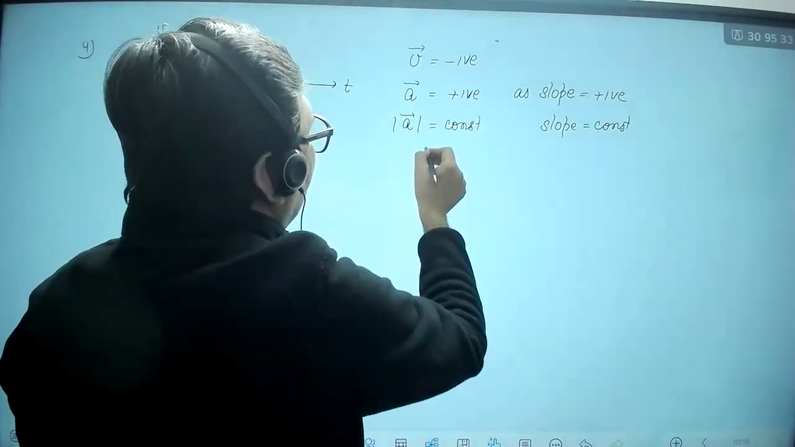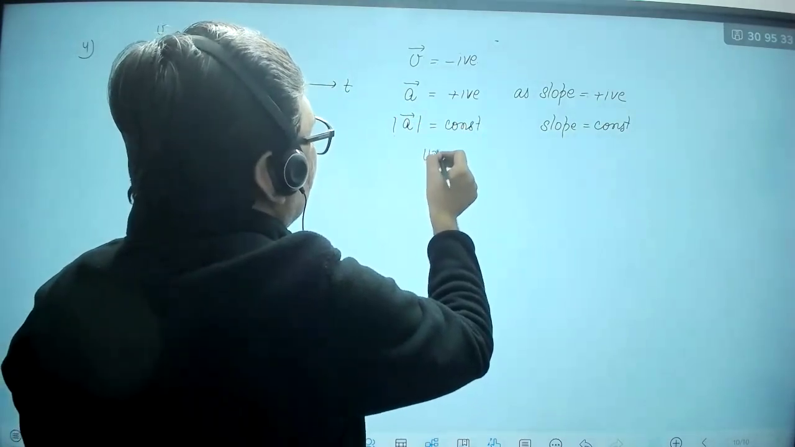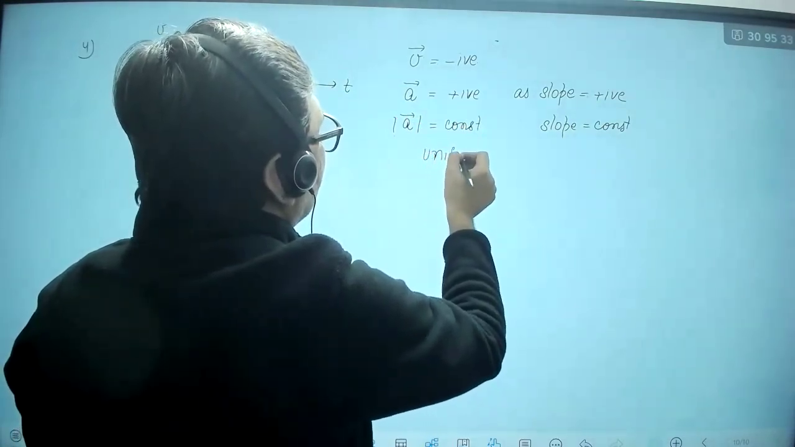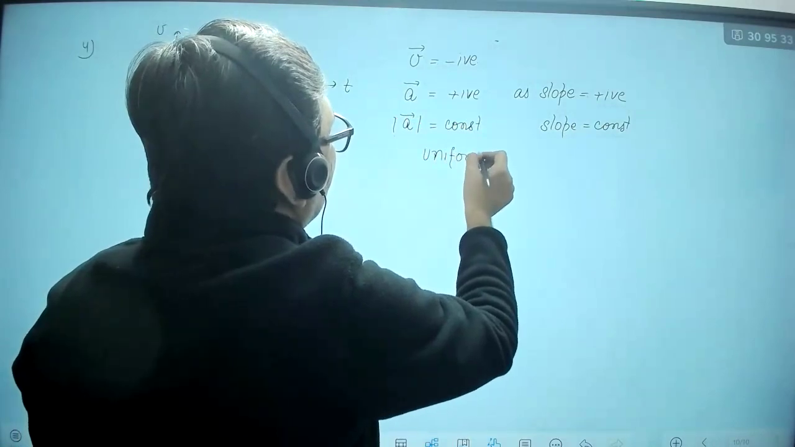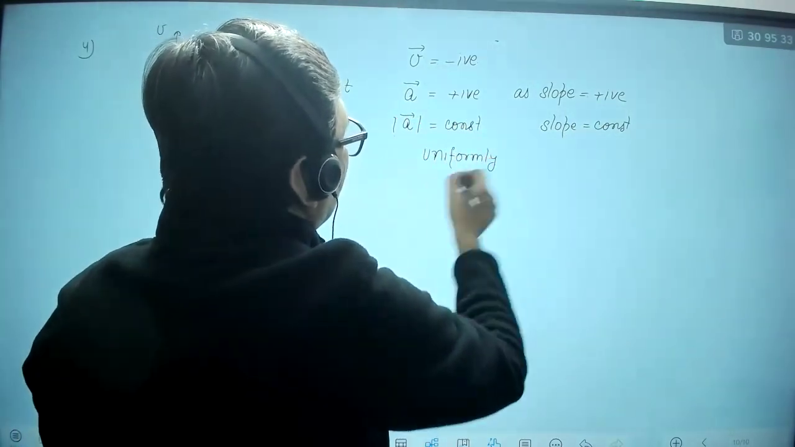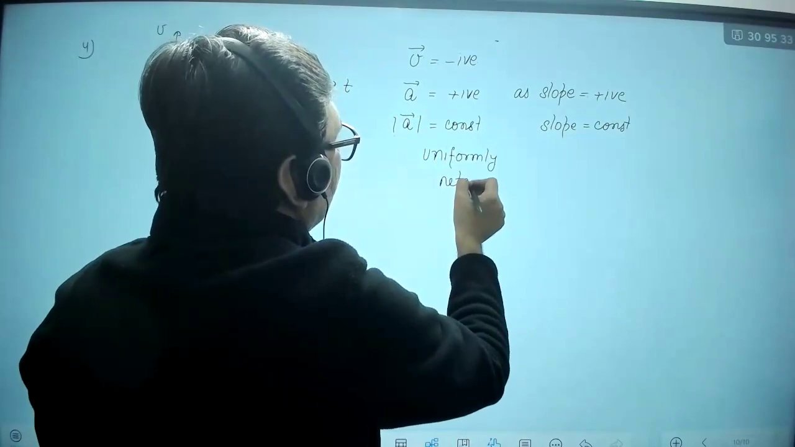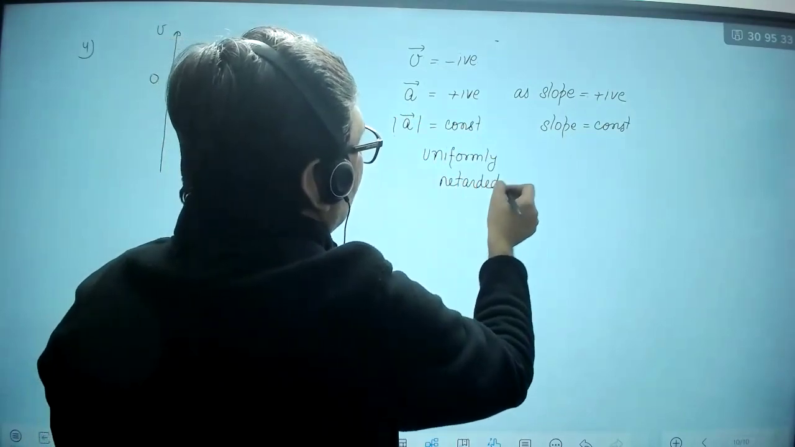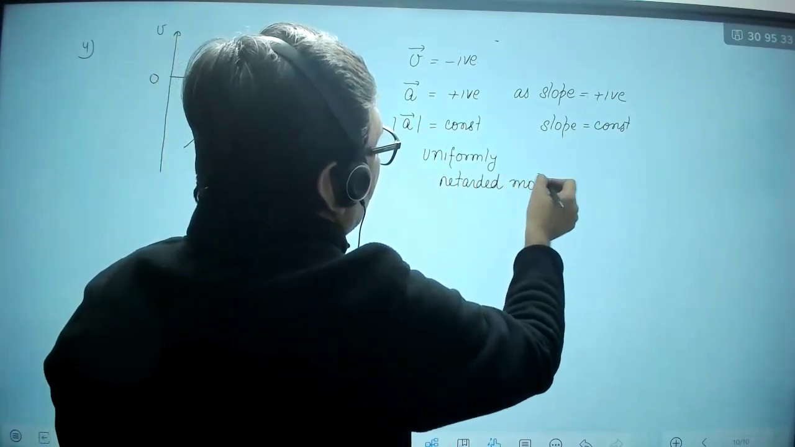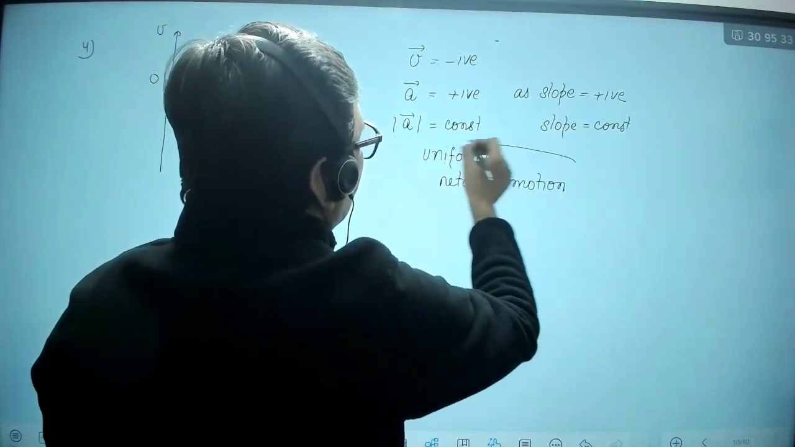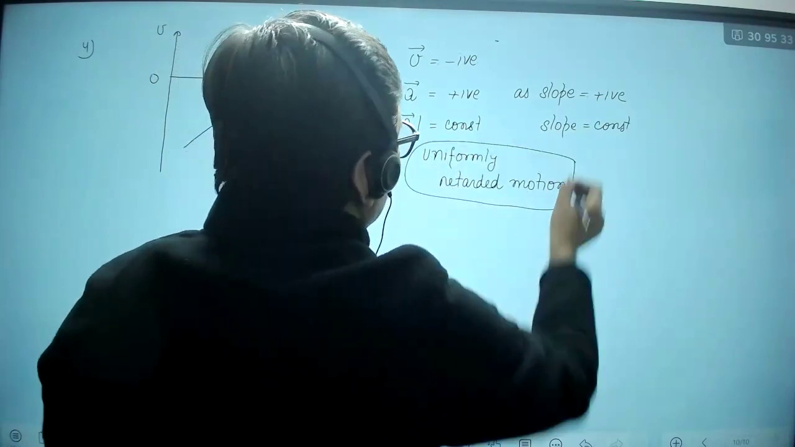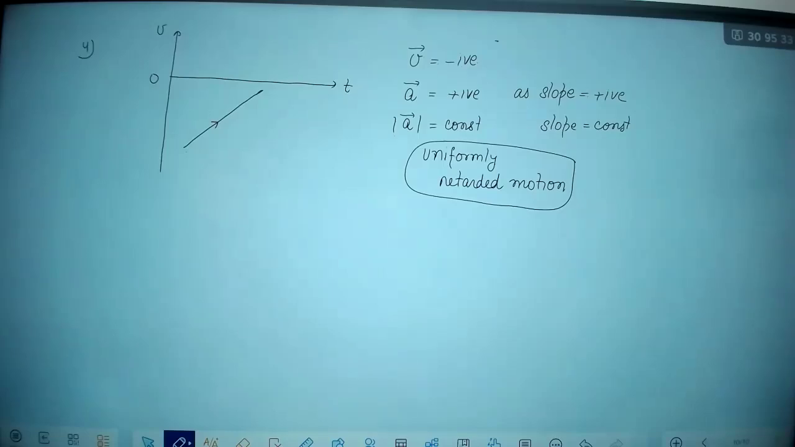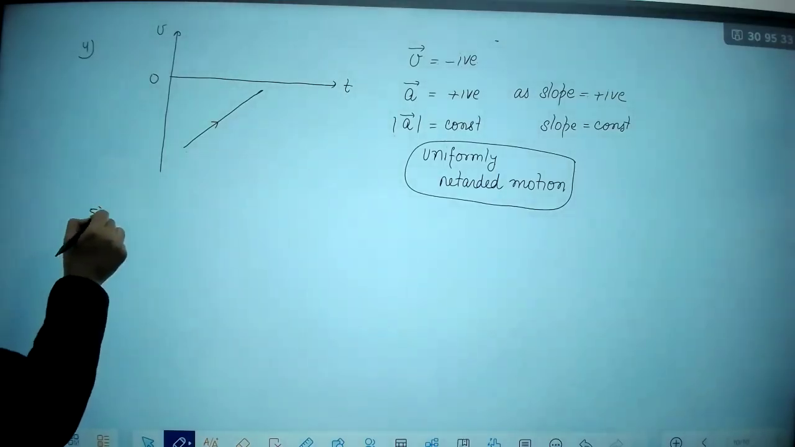So this will be uniformly retarded motion. This is uniformly retarded motion. ठीक है? Uniformly retarded motion. Then next, 5.